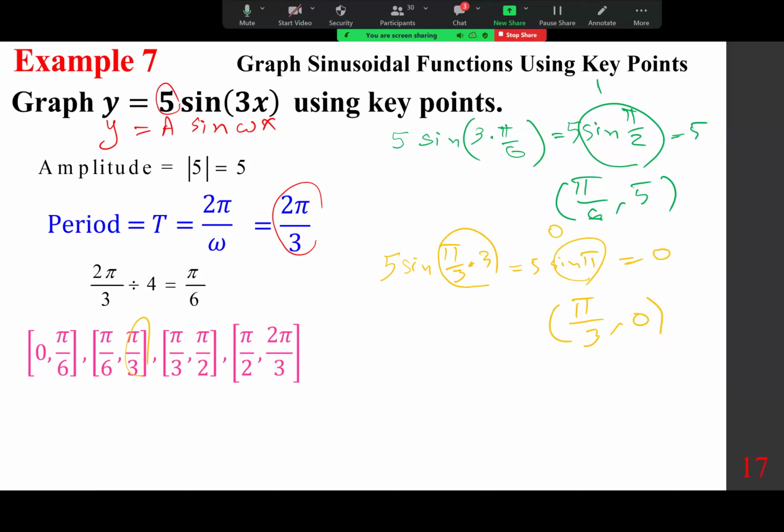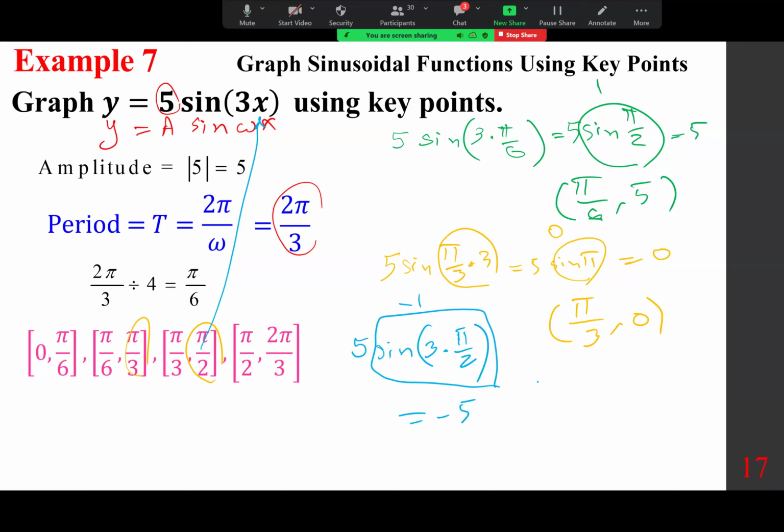And keep on doing the same thing. Plug in the rest of it. Let's do pi over 2 also. If I put pi over 2 in there, let me use a different color. So 5 sine of 3 times pi over 2. And sine of 3 pi over 2 is negative 1, so it's minus 5, which means pi over 2 gives negative 5. That's it. So you can find them by plugging in.